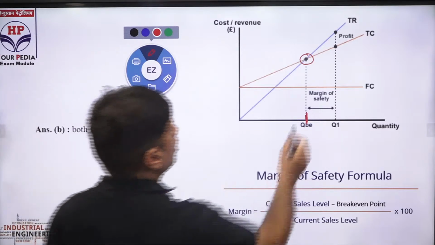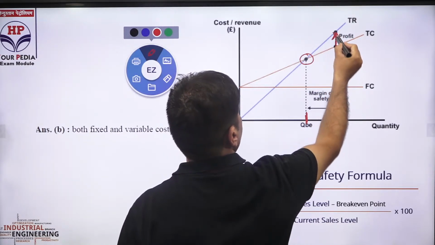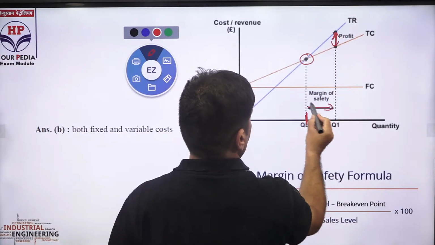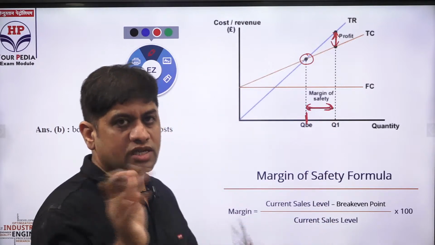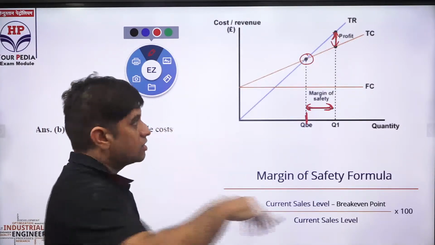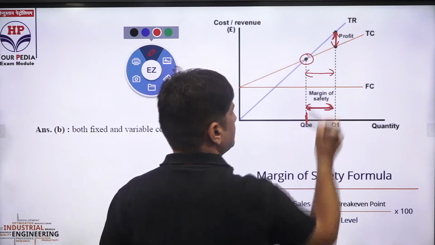But suppose you go on this side, this one is your profit, and this is your margin of safety. That means even if your business is not running well, you are still in the safe zone. Even if your business comes down, this is the safety margin which you have.